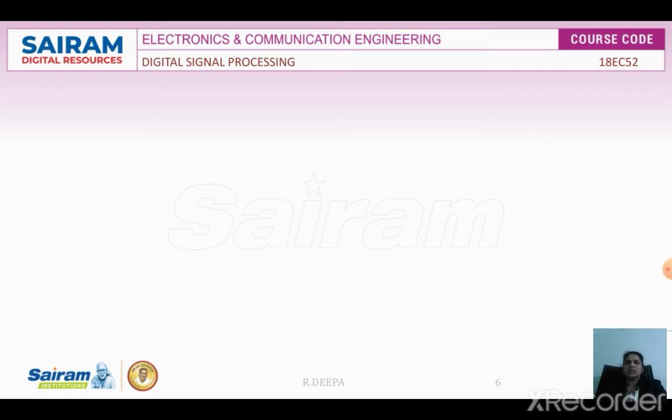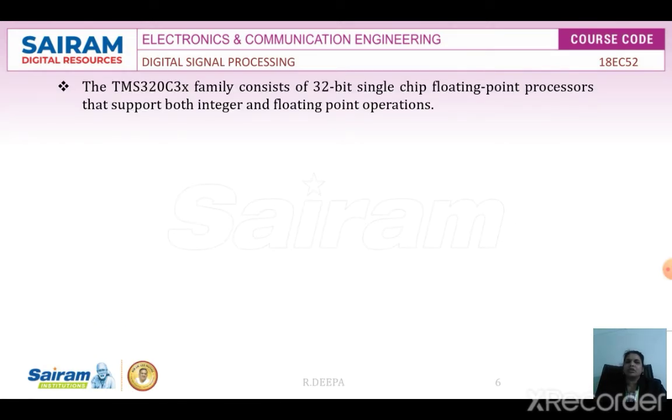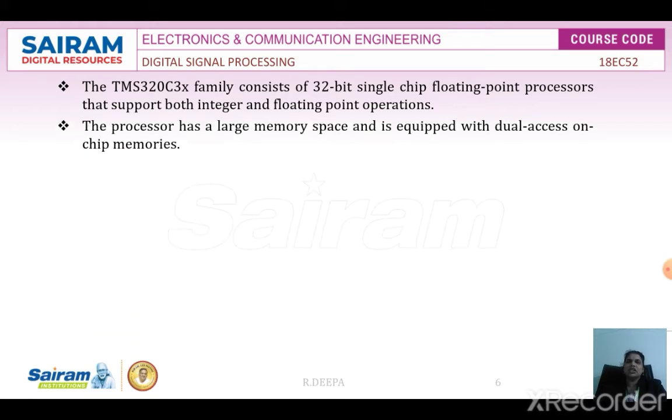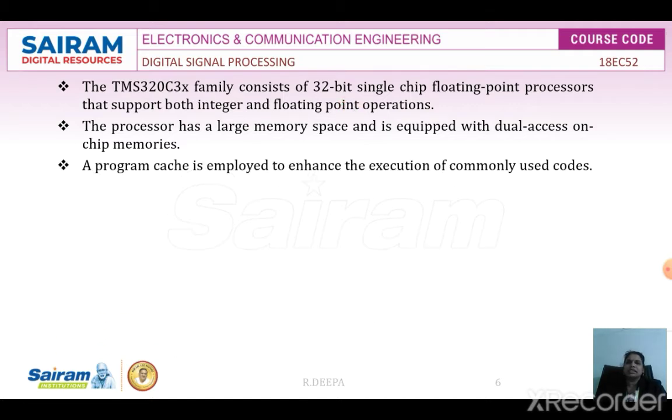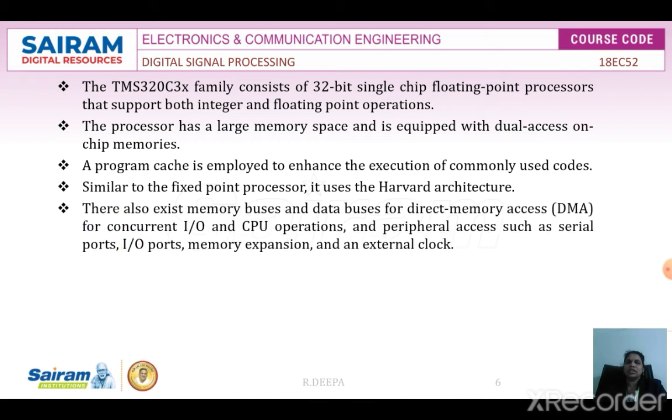So let me explain the architecture of this floating point processor. This TMS320C3x family consists of 32-bit single chip floating point processors, which support both integer and floating point operations. It also has a large memory space and is capable of accessing dual on-chip memory at a time. We also have a program cache which is used to enhance the execution of commonly used code. It is similar to the fixed point processor, and it has the Harvard architecture.